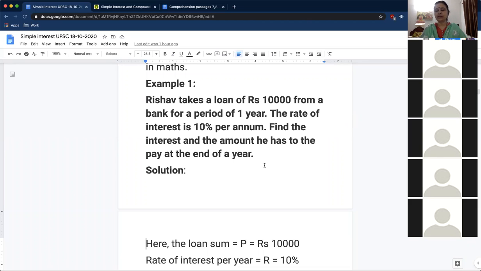Can you quickly tell me the answer? You can unmute yourself and give the answer. No need to use the chat box. Simple question.